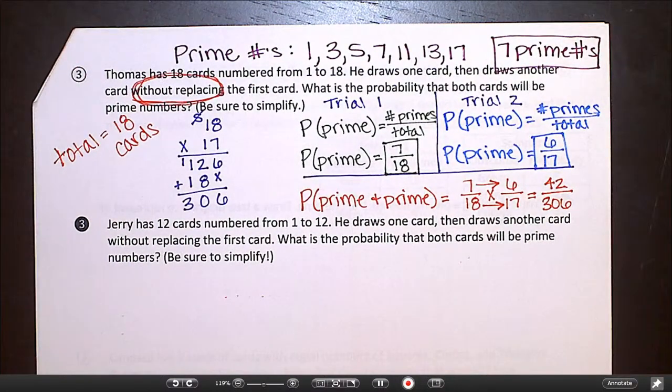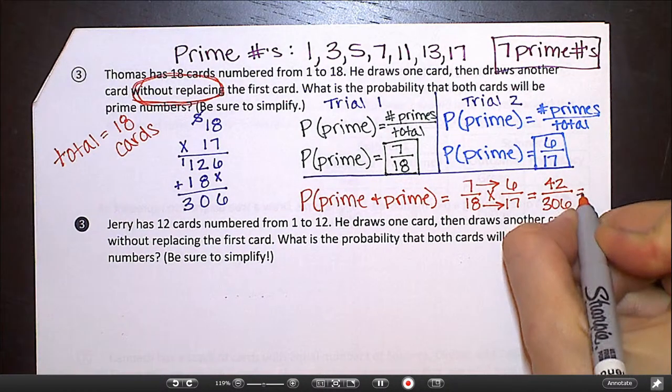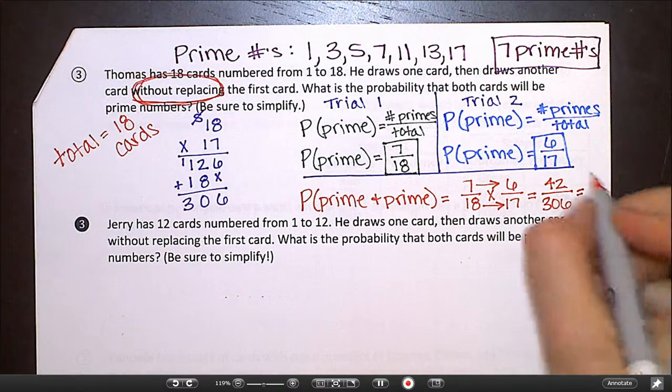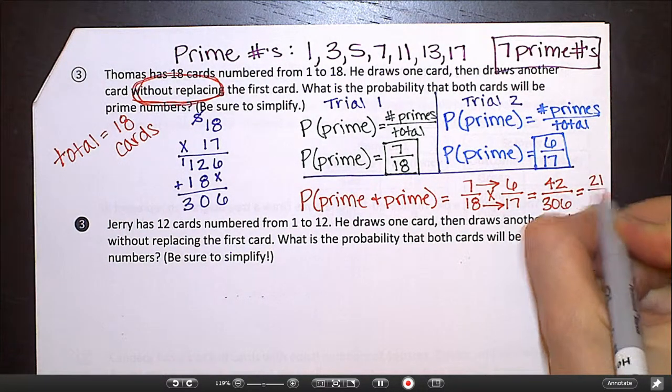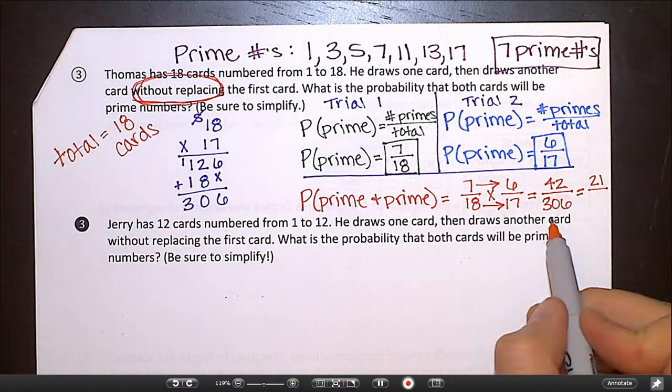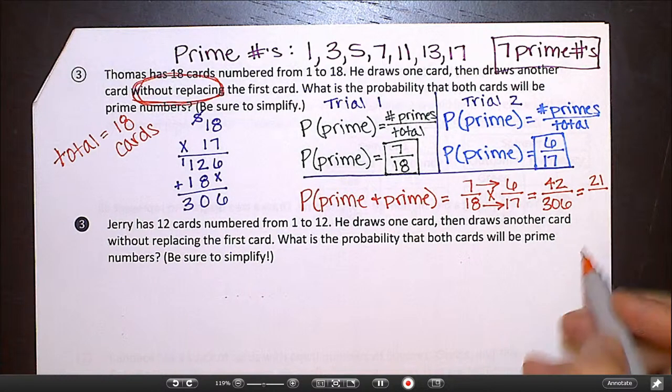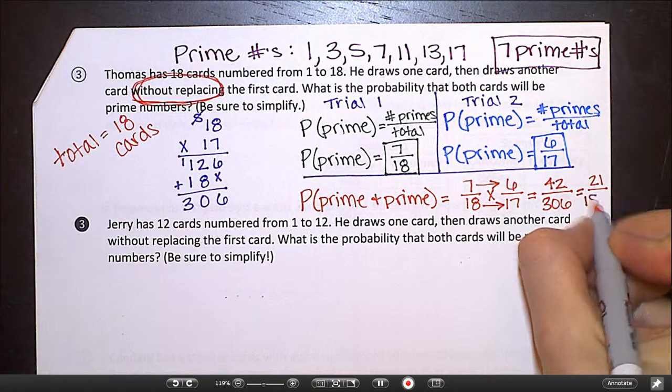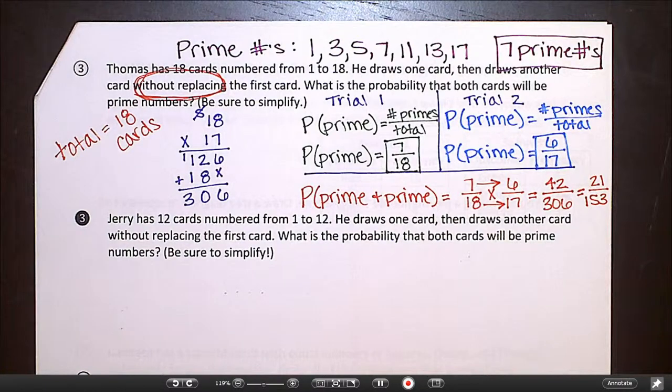So this is kind of a monster, but we can start simplifying by saying, well, I know they're both divisible by 2 because they're both even. 42 divided by 2 is 21. I know that 300 divided by 2 is 150. And then 6 divided by 2 is 3. So this will be 153. And then I want to see if I can simplify any more. Well, I know 21 is divisible by 3 and 7. Let's check this one and see if it's divisible by 3.